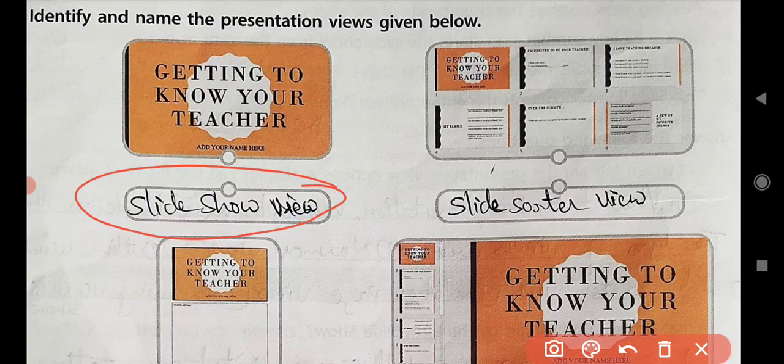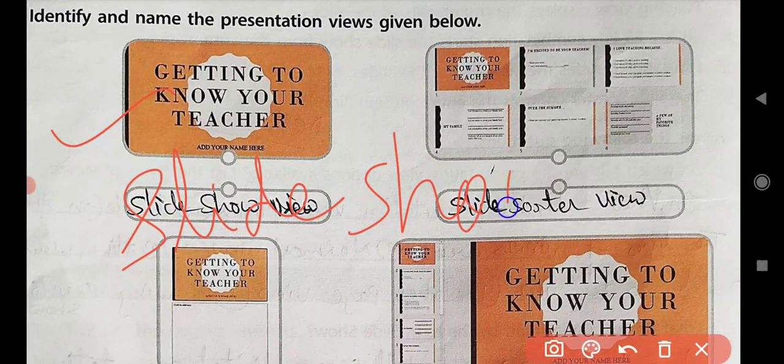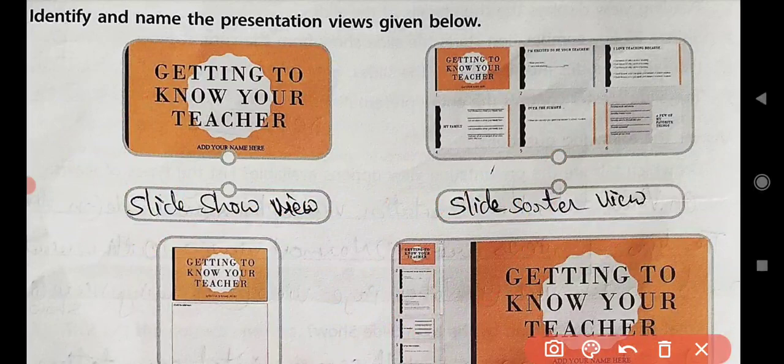Slide show view, spelling is S-L-I-D-E, slide, S-H-O-W, show, V-I-E-W, view, slide show view. Now come to the next, that is second one. This one is slide sorter view. Slide sorter view spelling is S-L-I-D-E, slide, S-O-R-T-E-R, sorter, and V-I-E-W, view, slide sorter view.